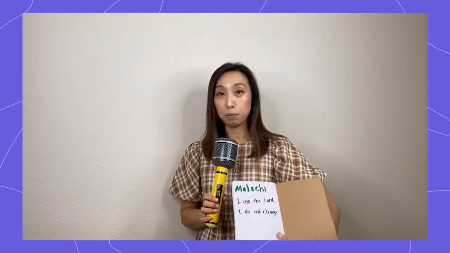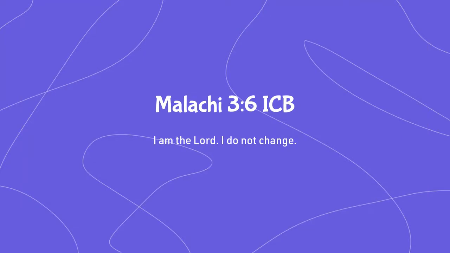So here's my power verse journal, and I added the last book, Malachi. Let's take a closer look at the power verse. It comes from chapter 3, verse 6. Let's all read it together in one voice. Go. I am the Lord. I do not change. Amen.